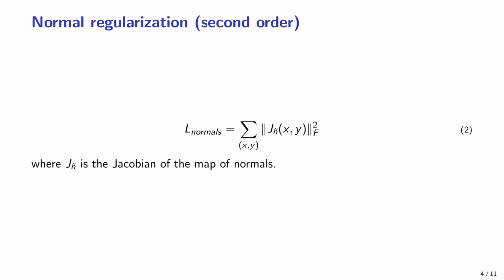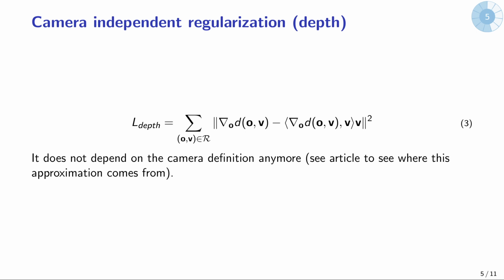We then propose a second-order regularization based on the normals of the scene. This time, we penalize the norm of the Jacobian of the map of normals. We also propose a camera-independent depth regularization term. See the article to see where this approximation comes from.